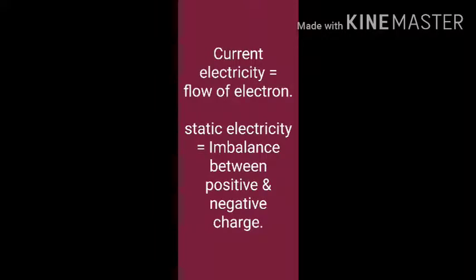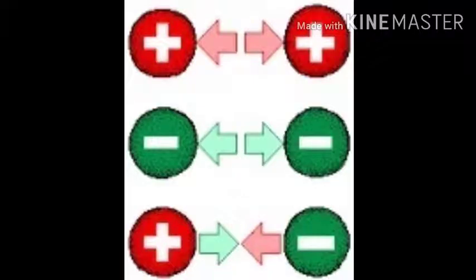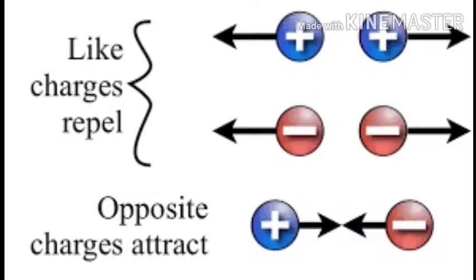When we talk about electric current, we nearly always mean the flow of electrons, and when we talk about static electricity, we generally mean an imbalance between negative and positive charge in different objects. Like charges repel each other and unlike charges attract each other.